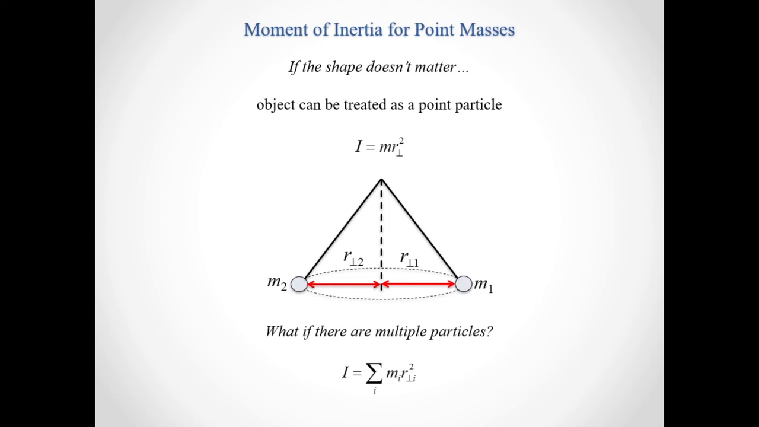So the nice thing about the moment of inertia is as you create increasingly complicated systems, the moment of inertia of your system is simply the sum of the moments of inertia of all the pieces that you've used to build the system.